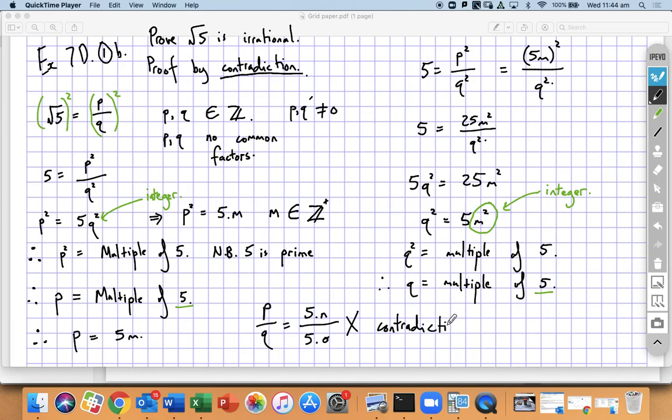So if we are assuming that the square root of 5 is rational, we end up with problems in our algebra, right? And we can therefore say that no, it cannot be rational, it must be irrational. Right.